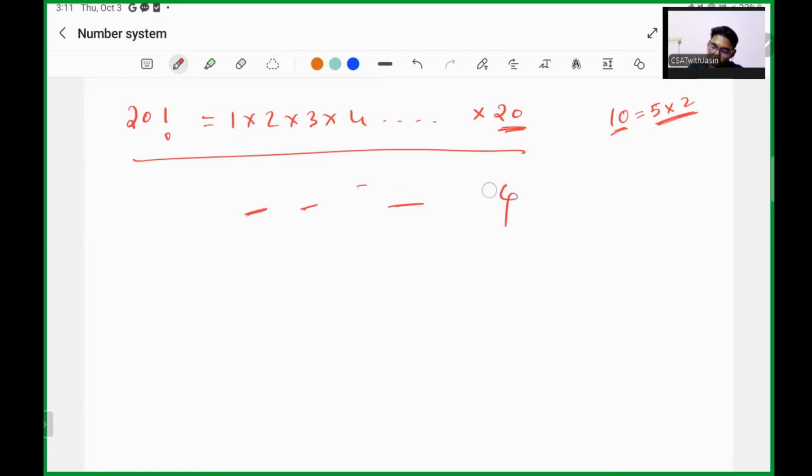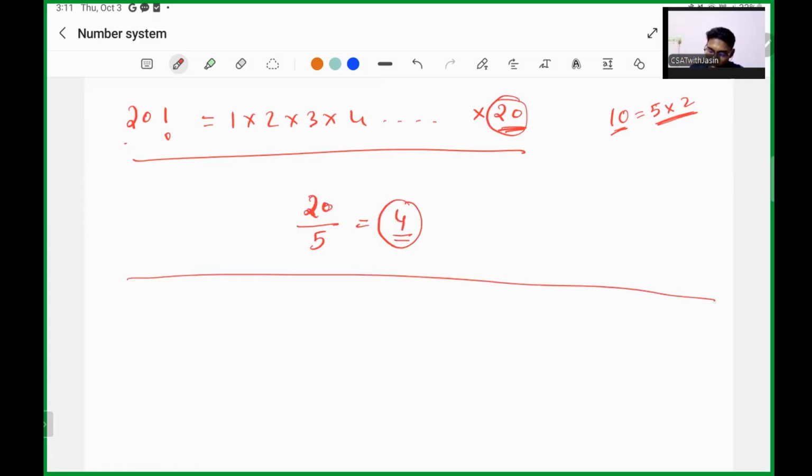Or you can do what? You need to find out the number of 5s inside this 20 factorial, right? So you just need to do 20 by 5. So 4 multiples of 5 will be inside 20. That's it. So the answer will be 4. Now I'll give you another example. Let's say 30 factorial. Find out the number of zeros at the end of 30 factorial. What will be the answer?